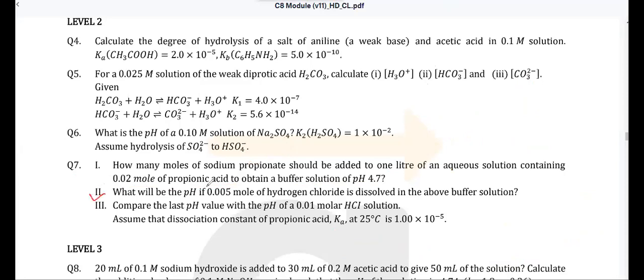Now, second one. What will be the pH if 0.05 mole HCl is added? If you remember, if you add HCl, if you add acid, whose concentration will be reduced, salt or acid? Tell me, everyone. Salt will be reduced, no? Because salt will react with acid. So it will be A minus X by B plus X. I hope everyone remembers this concept. Right, everyone?